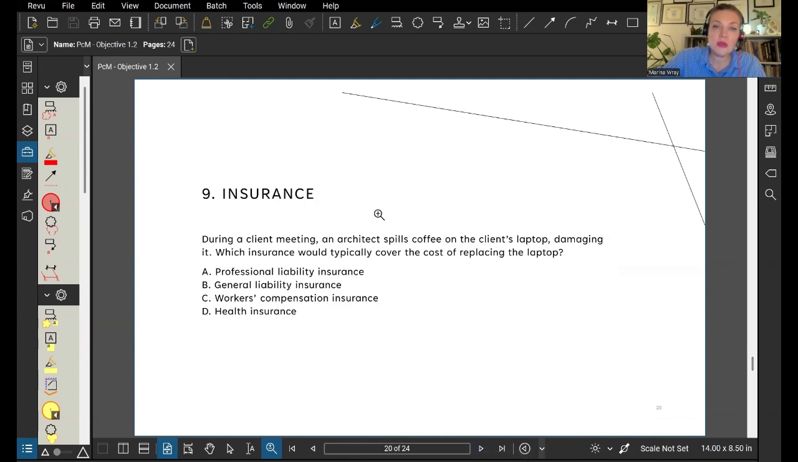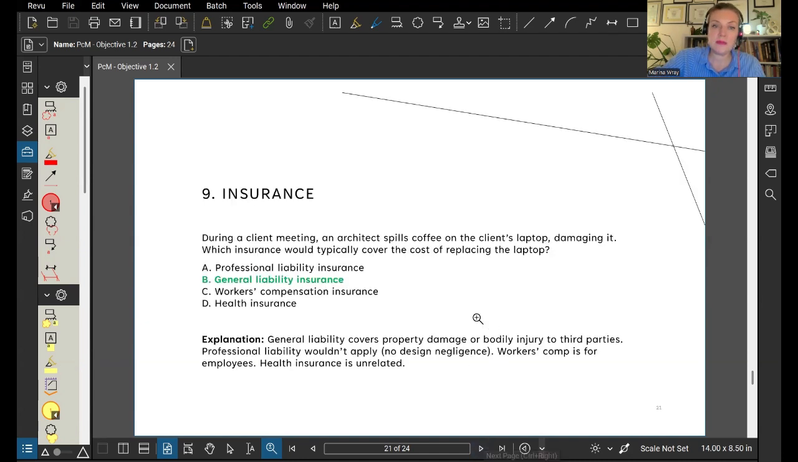Let's go back to our types of insurance, and that's our question number 9. During a client meeting, an architect spills coffee on the client's laptop, damaging it. Which insurance would typically cover the cost of replacing the laptop? A, professional liability insurance. B, general liability insurance. C, workers' compensation insurance. Or D, health insurance.